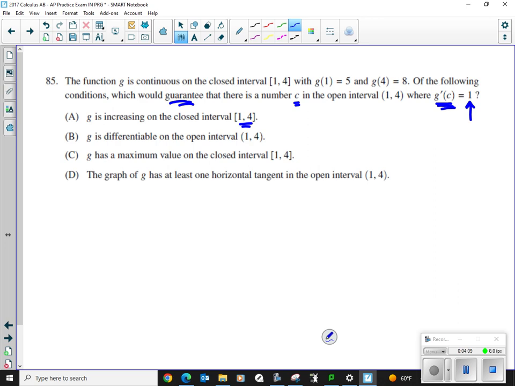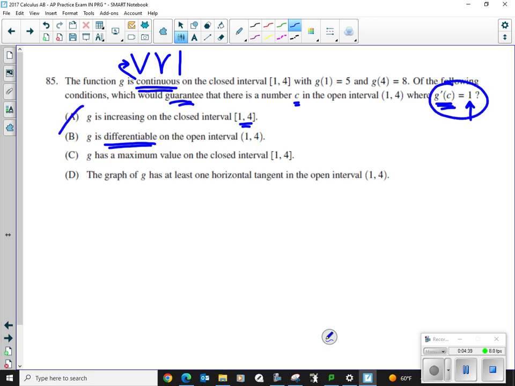Choice B, g is differentiable on the open interval from 1 to 4. Well, if it's continuous, that doesn't mean it's differentiable. I can have a corner, I can have a cusp, I can have a vertical tangent line. These are all continuous, but they are not differentiable. If you tell me it's differentiable, then I know that every point has a derivative or a slope. So I like that.